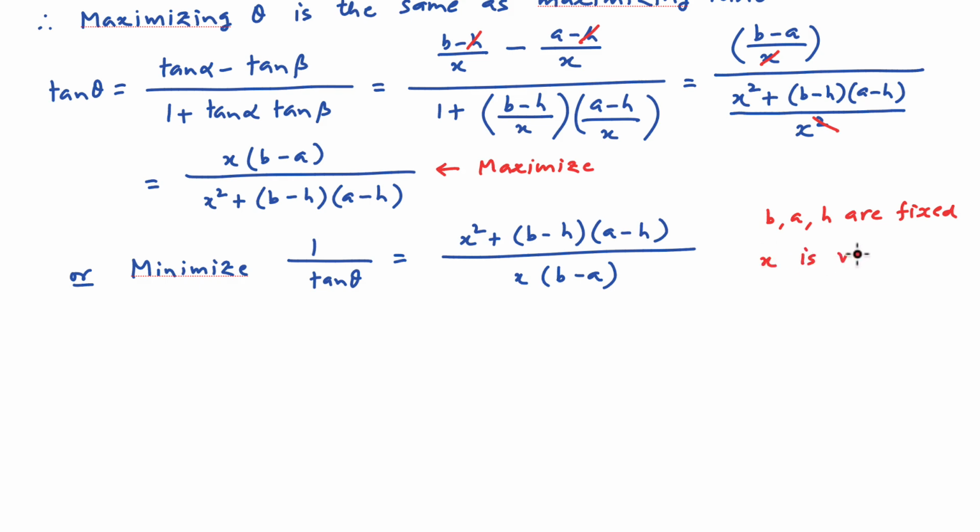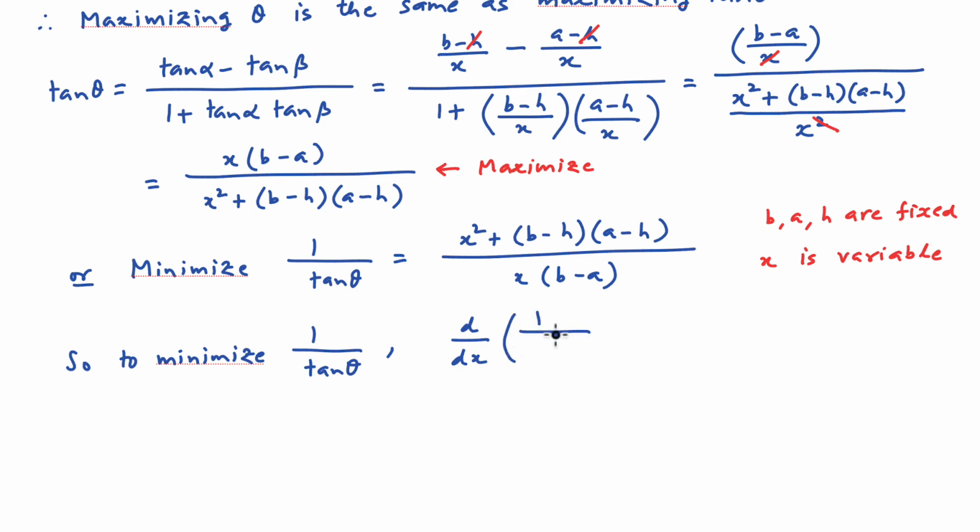Meanwhile, notice that b, a, and h are constants. They're fixed numbers. And x is the variable, the distance between the observer and the wall. So, we seek to find the minimum value of 1 upon tan theta as we vary the variable x. And to do this, we simply take the derivative with respect to x of 1 upon tan theta and we set it equal to 0.